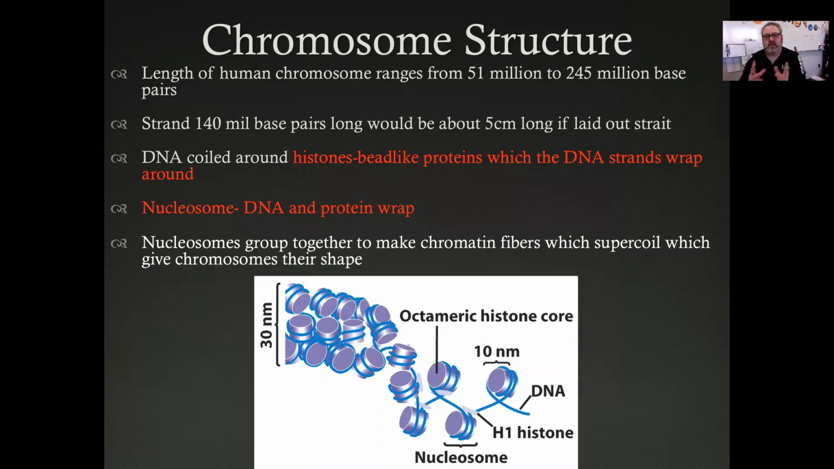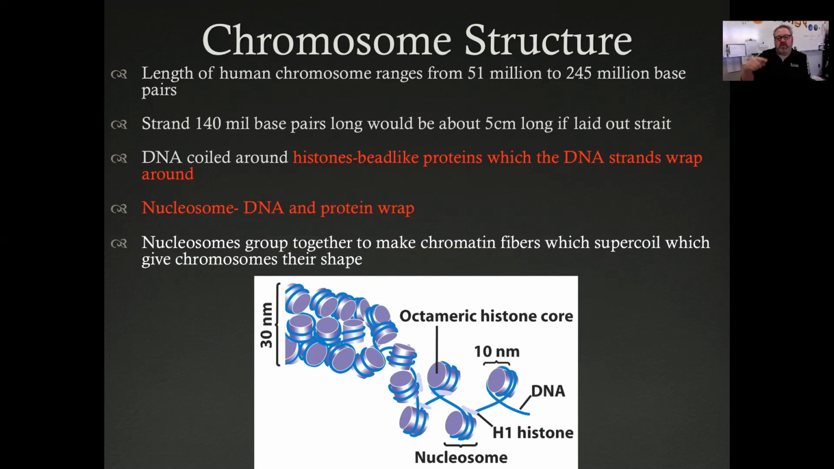So when we think about things, we're talking about DNA, obviously really, really small molecules. And when we think about chromosomes and how that stuff works, we basically take a human chromosome that has anywhere from 51 million to about 245 million base pairs, okay? Adenines, guanines, thymines, and cytosines paired up. So one chromosome has tons and tons and tons of those base pairs. There are strands then that are smaller than that. They're about 140 million base pairs, and they would be roughly 5 centimeters long if they were stretched out in a straight line.